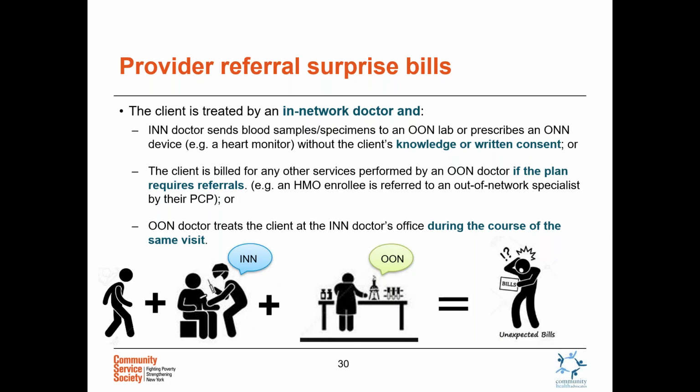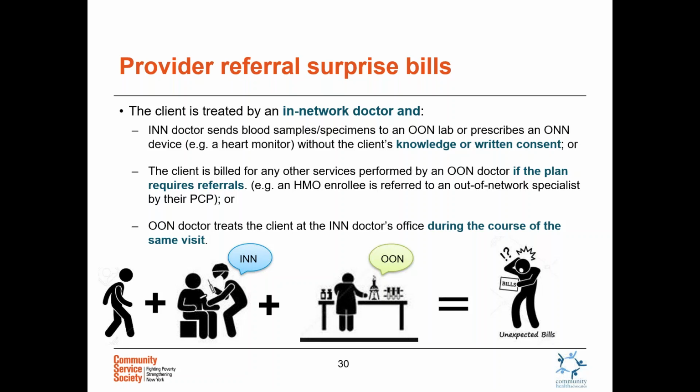So this most often happens with HMOs. An HMO enrollee must be referred to in-network specialists by their PCP. If their PCP refers them out of network, it's not the client's fault. The client went to their PCP to get the referral. They followed their health plan's rules. If the PCP referred the enrollee to an out-of-network specialist, then this would be a provider referral surprise bill.